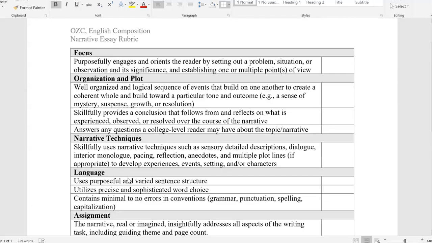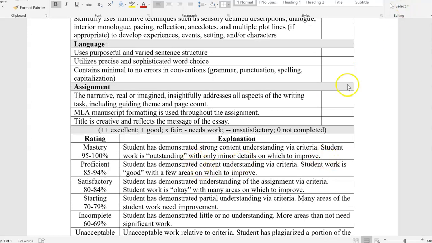But I can also glance at the way you have accomplished these criteria and use these to mark your paper. So you can still receive an A with the proficient. And notice what it says. Your work is good, but you still have a few areas to improve. You can get mastery with still a couple of details left to improve upon if your work is outstanding.